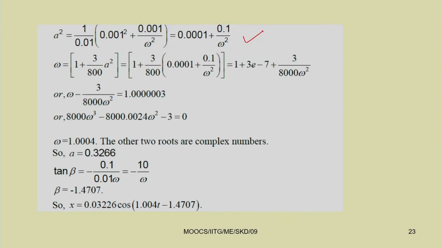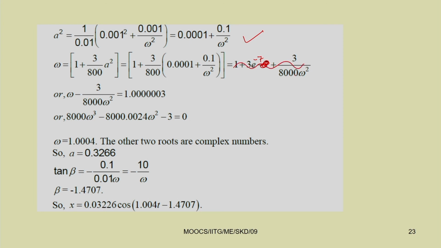So, you got the expression for a square. Now, substituting that in this equation, you can get omega equal to 1 plus 3 by 800 a square. So, this is equal to 1 plus 3 by 800 into 0.0001 plus 0.1 by omega square. You can expand this, so e to the power minus 7, 1 plus e to the power plus 3 by this one. No problem, you can avoid this part also.